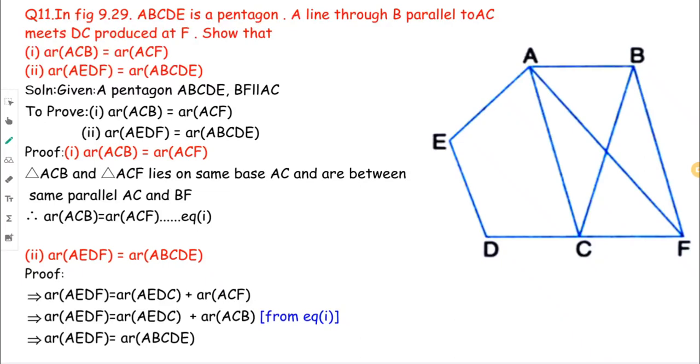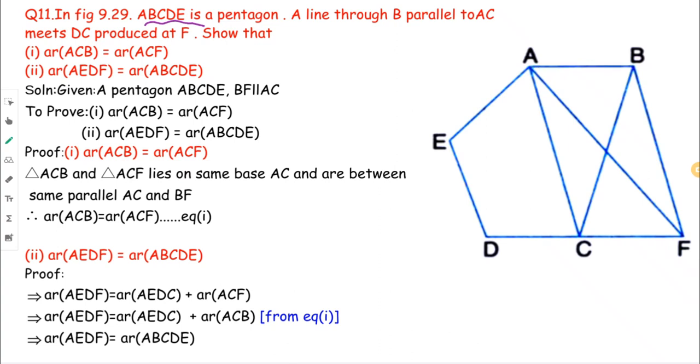So you can see from the figure they're saying that ABCDE is a pentagon. Pentagon means a geometrical figure with 5 sides. So let's see: first 1, 2, 3, 4 and 5. So that makes the pentagon here in this question.